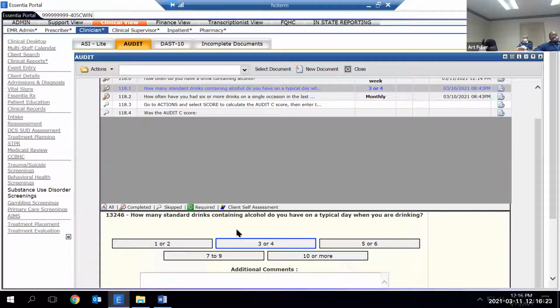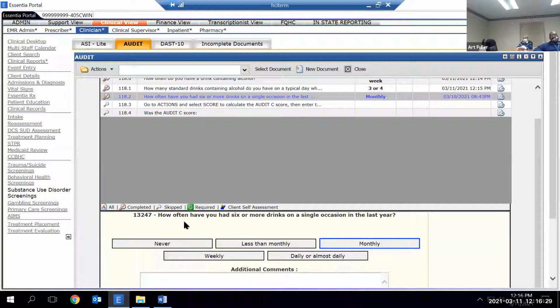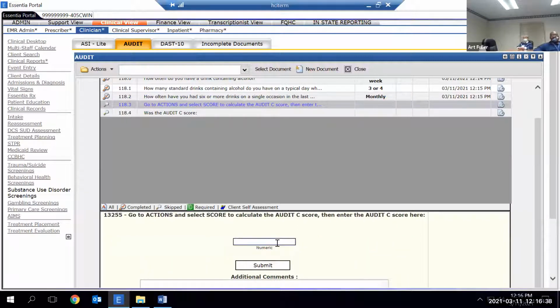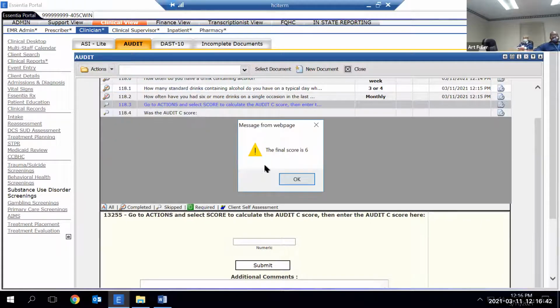And then how many standard drinks containing alcohol do you have on a typical day? And he says 3 or 4. And then how often have you had 6 or more drinks on a single occasion in the last year? And he says about monthly. And then you can go to actions and score. And it's a 6.